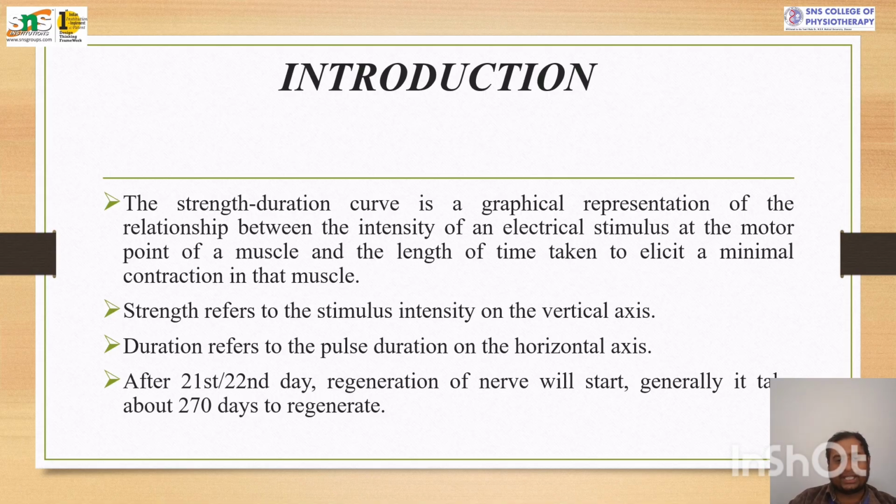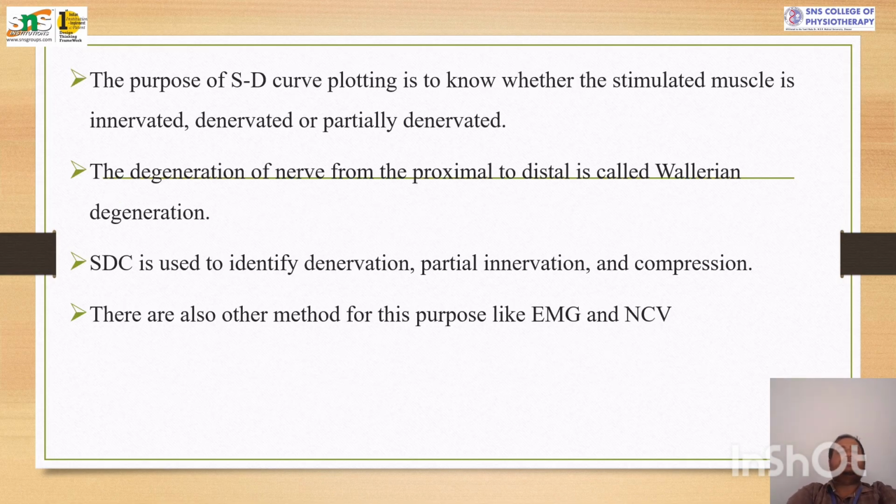After the 21st or 22nd day of regeneration of the nerve, in Wallerian degeneration and regeneration, generally it regenerates up to 270 days. We can detect the changes from the 21st day to the 270th day. Then the purpose of the SD curve is that we can plot whether the stimulated muscle is innervated, denervated, or partially denervated, like in neurapraxia, axonotmesis, or Sunderland's classifications; you can easily use it with that.